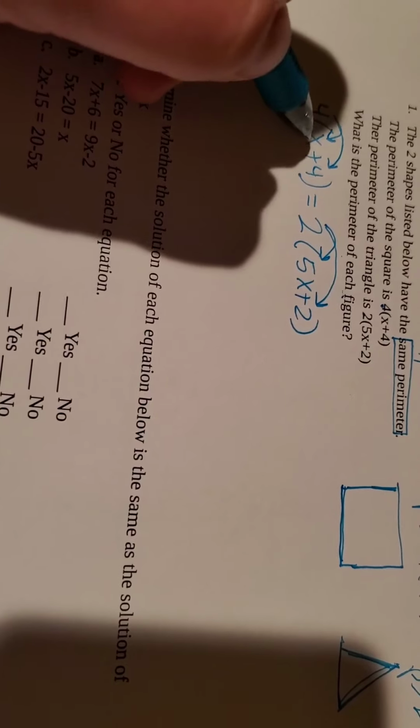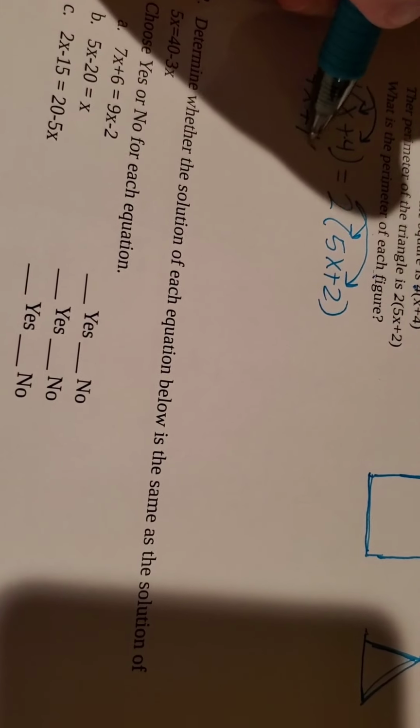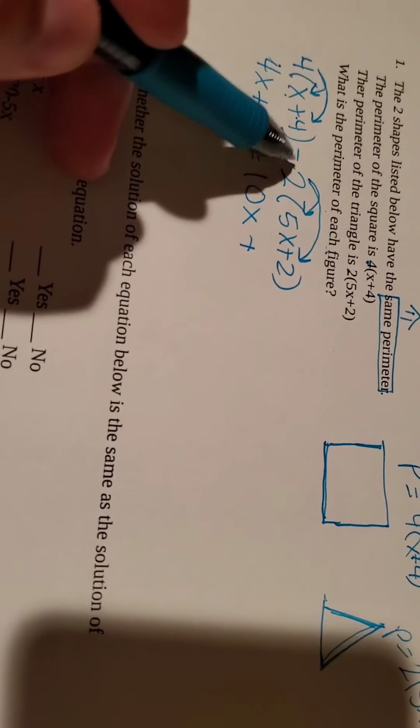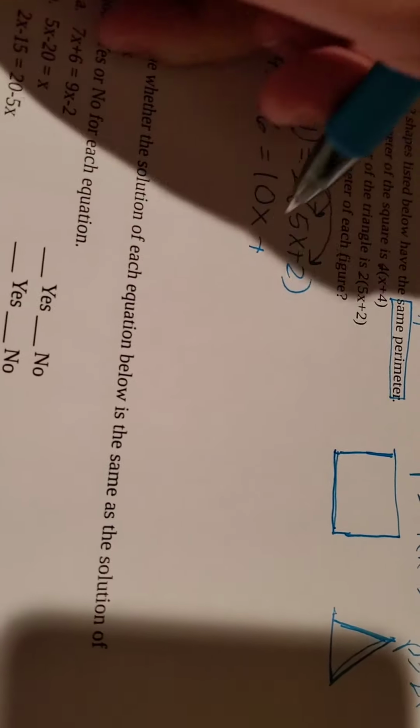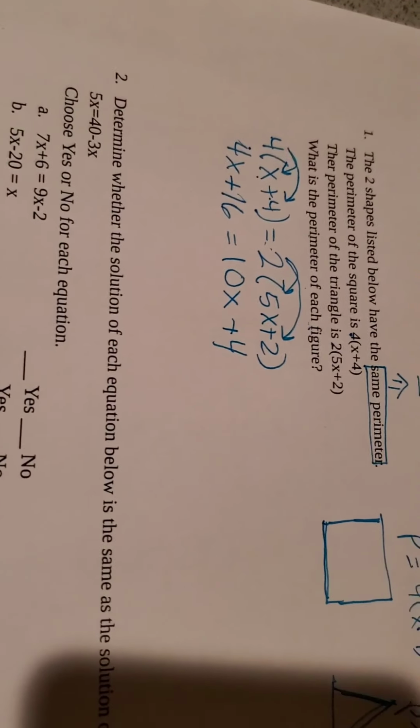So when I simplify that, 4 is being multiplied times x, which gives me 4x. 4 is being multiplied times 4, which gives me positive 16. And on the right side, I have 2 being multiplied times 5x, which gives me 10x. And then 2 being multiplied times 2, which gives me 4. Okay, now that I've distributed, it's a lot easier to simplify.